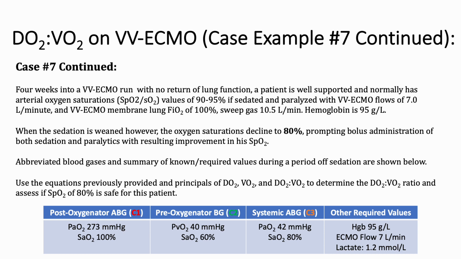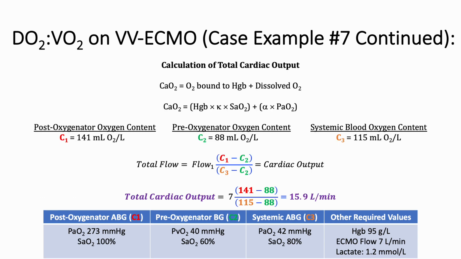And what we're going to do is use the equations previously provided in the principles of oxygen delivery, oxygen consumption, and the ratio of oxygen delivery to oxygen consumption to determine the DO2 to VO2 ratio and assess if the SpO2 of 80% is actually safe for this patient.